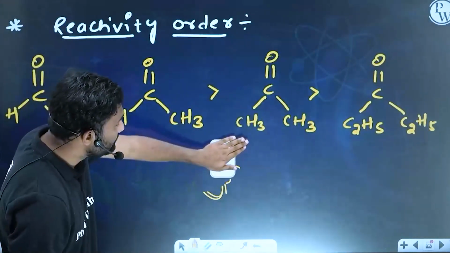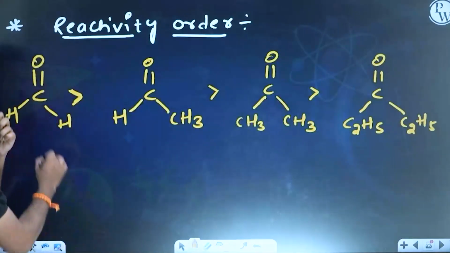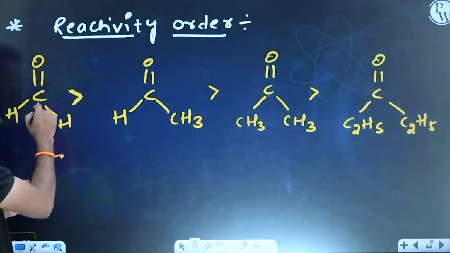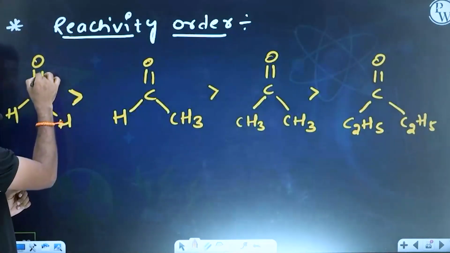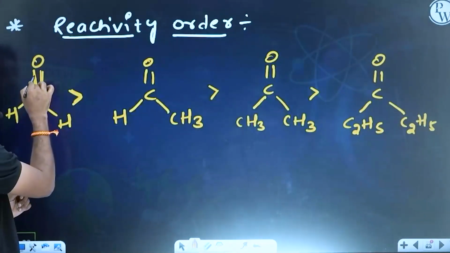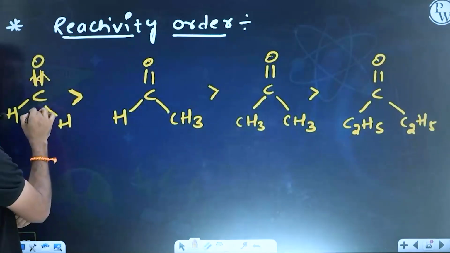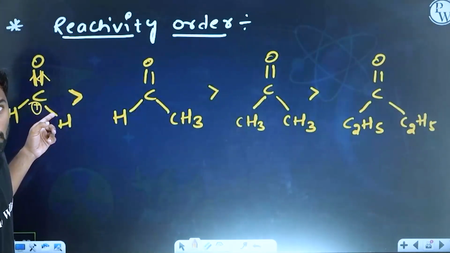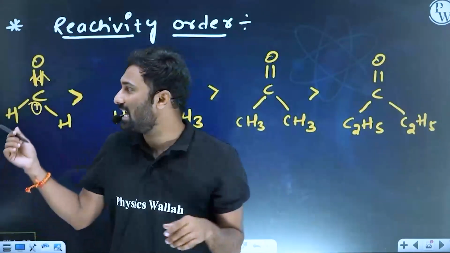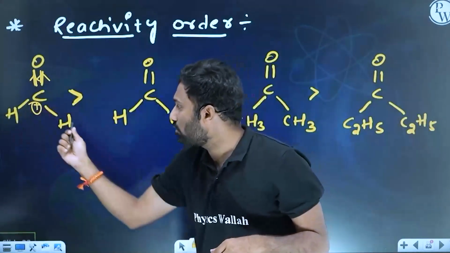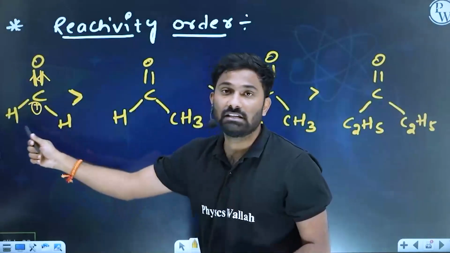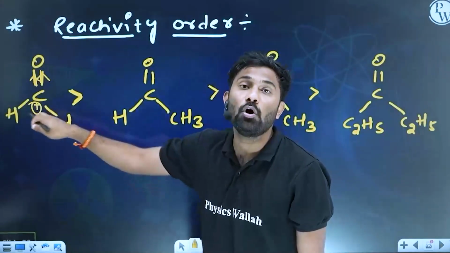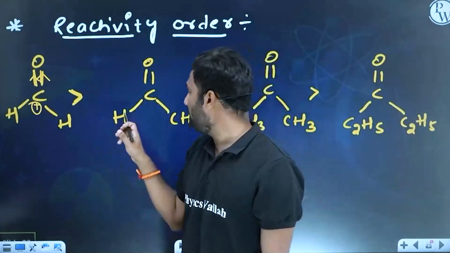Now this is the reactivity order. Look here, first if formaldehyde is given, here this oxygen is a more electronegative group, it will pull this bond pair of electrons towards itself. Now here we are having the more positive charge, because the groups attached are hydrogen, and hydrogen will not stabilize it more compared to the CH3.